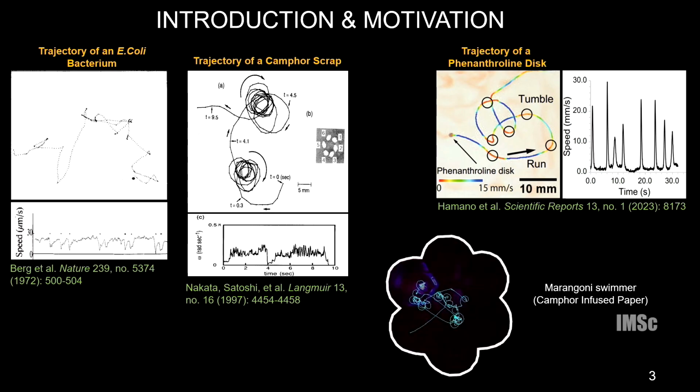So, in our lab, we designed a Marangoni swimmer which is able to show three different states: run, tumble, and the rest state. We are calling it a Marangoni swimmer. It is camphor infused.